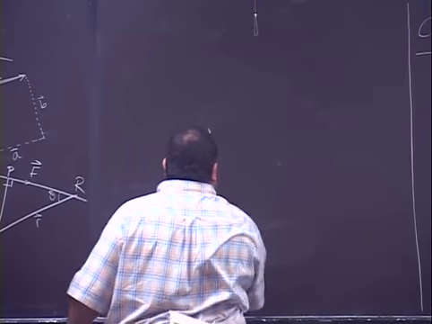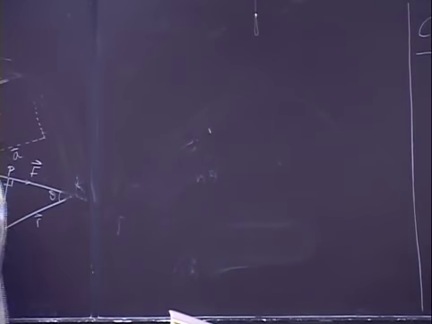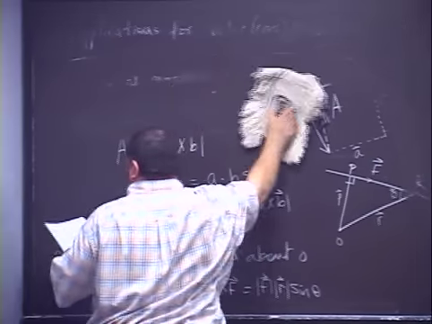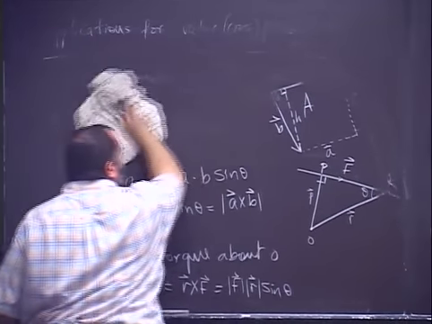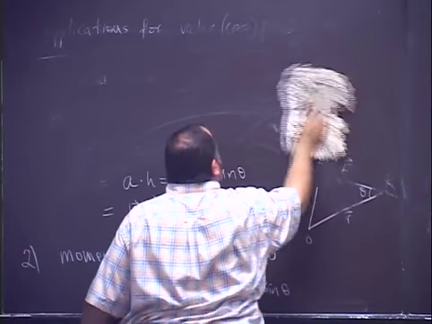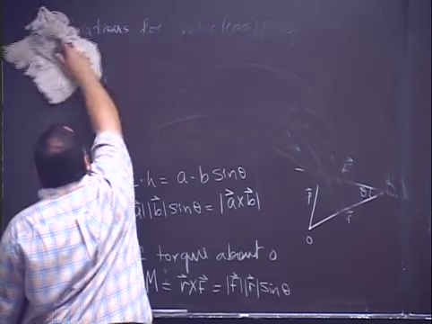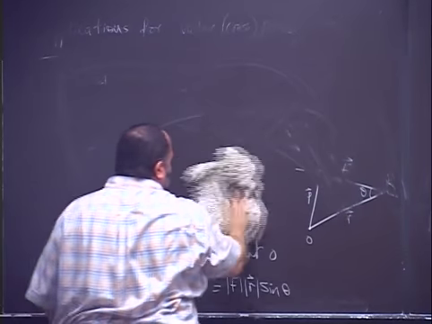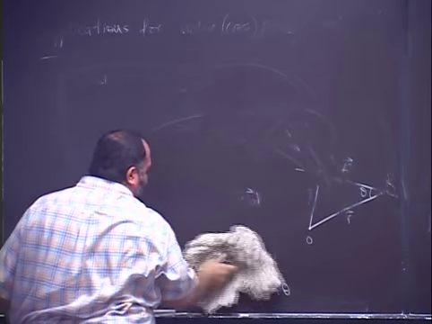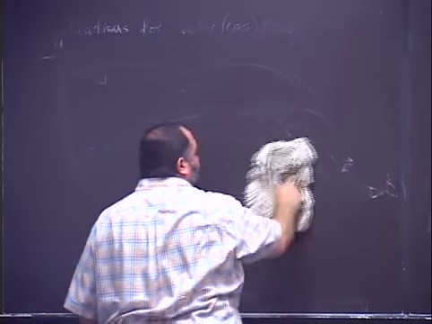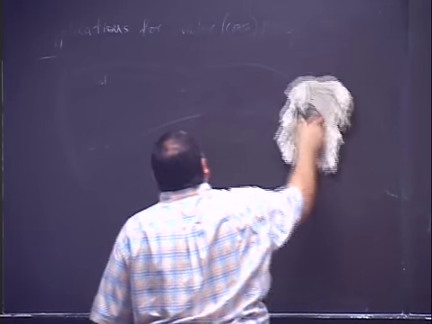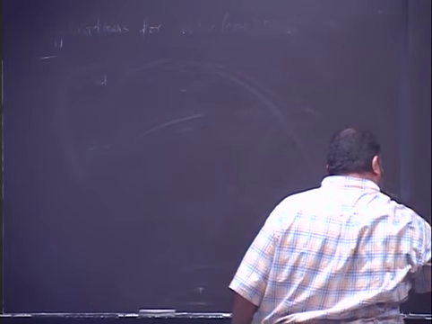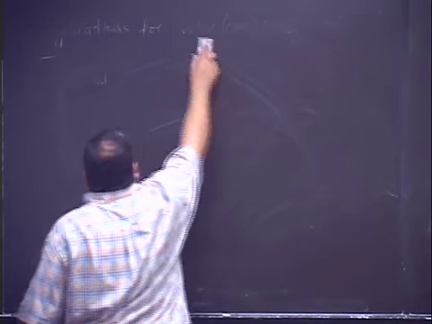Now we will move on and we'll look at the triple product. And again, the triple product has two representations. One is the scalar triple product and the other one is the vector triple product. And what do we mean by triple product? Three vectors multiplied by each other.